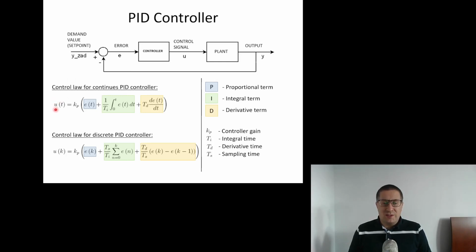The control signal is the error signal multiplied by the controller gain. So this is the input signal, this is the controller gain, but also we have the integral term where we are summing the historical error values, and we are acting proportionally to the value of this sum.